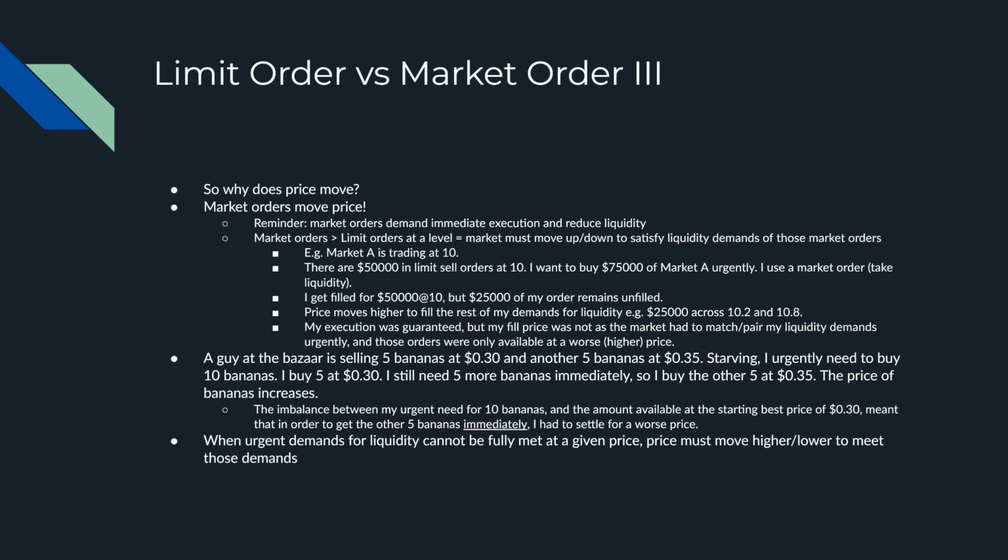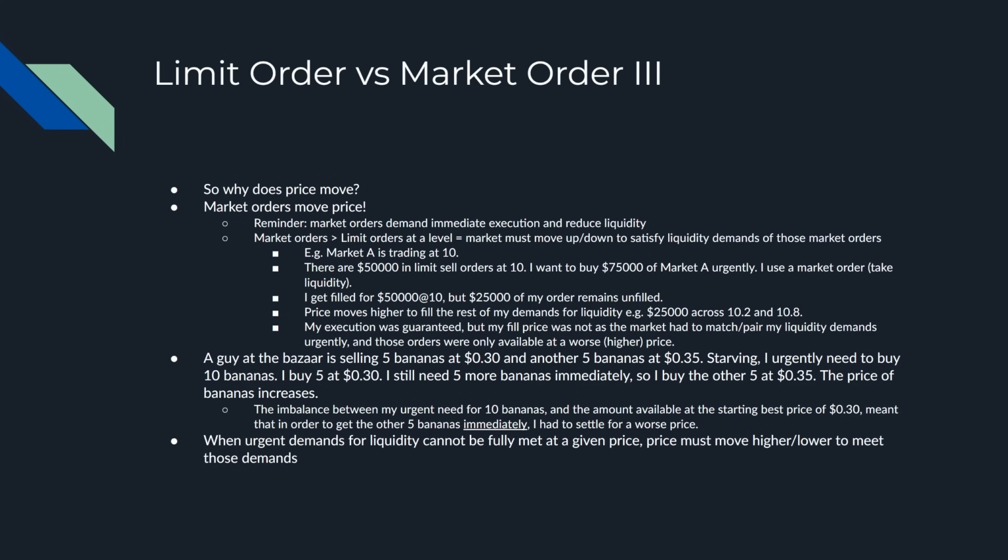So take the practical example below. Market A is trading at 10. That's its price. And there are $50,000 in limit sell orders specifically at 10. And I want to buy $75,000 of market A urgently. Now, two things should jump out. The first is the term urgently. You know I'll be using a market order. The second is that there is an imbalance between the amount that I want to buy, which is 75,000, and the amount of liquidity, or limit sell orders, available at that price for me to be matched with. So you can immediately see there's an imbalance created to the tune of $25,000.